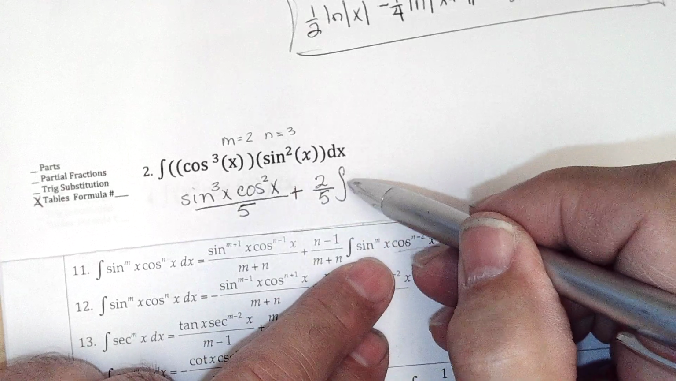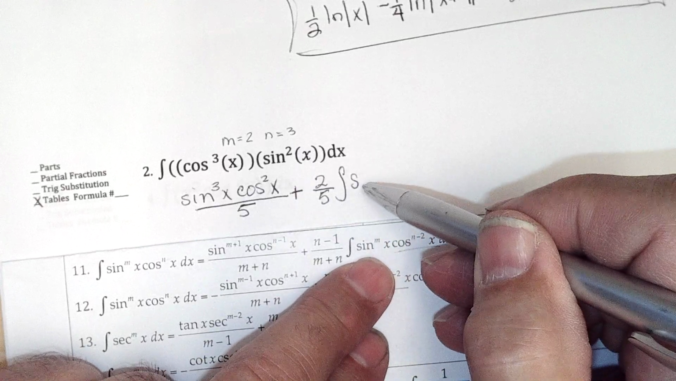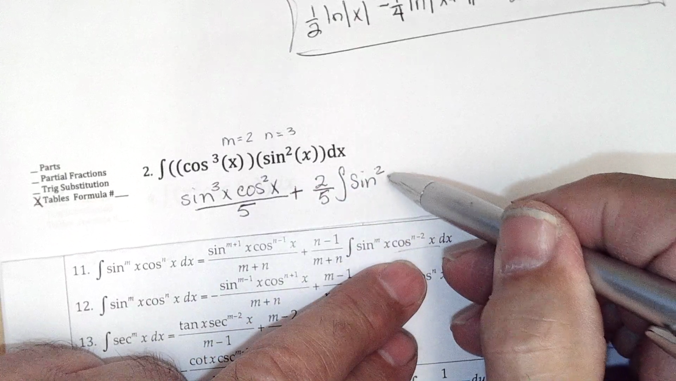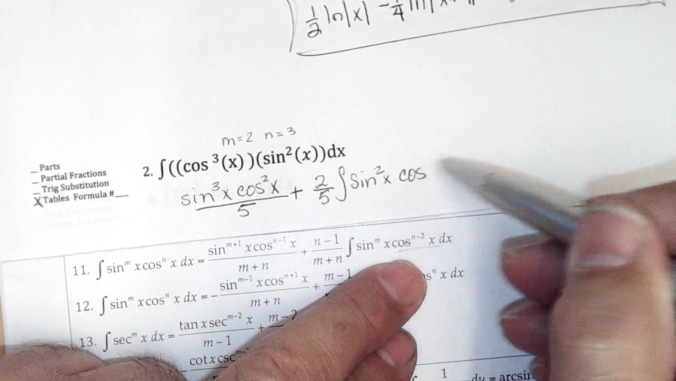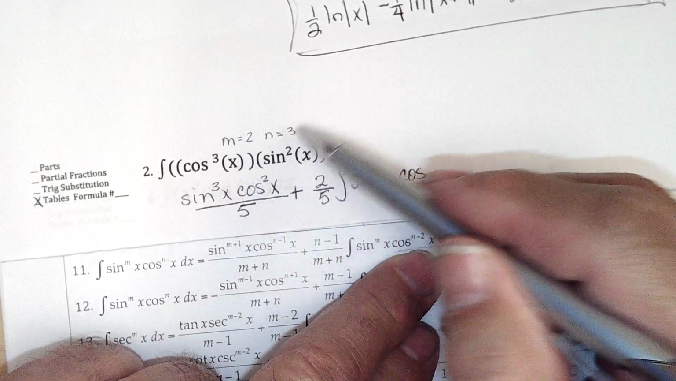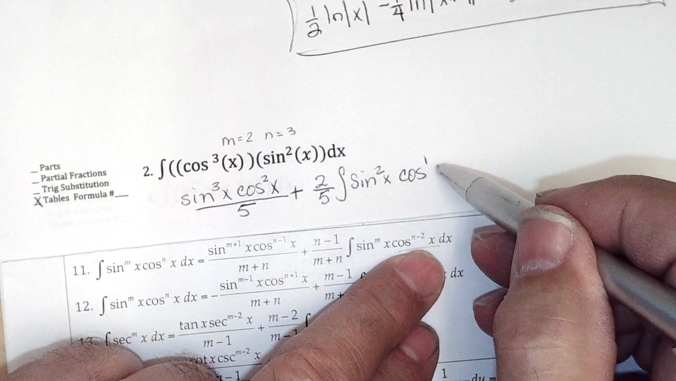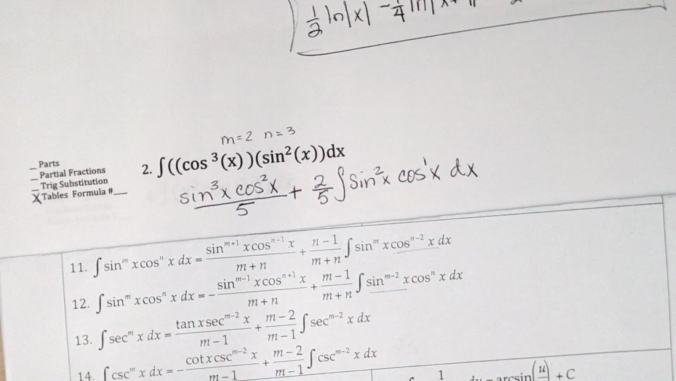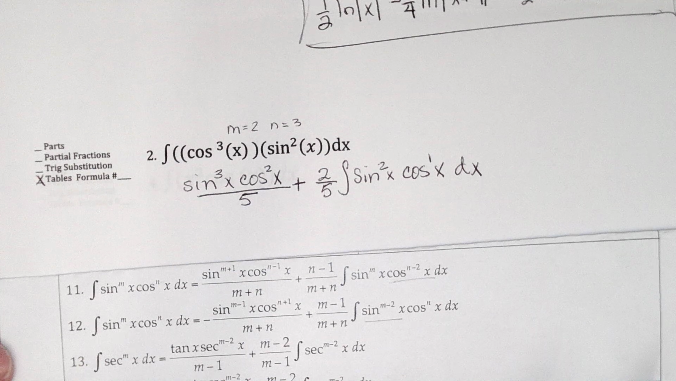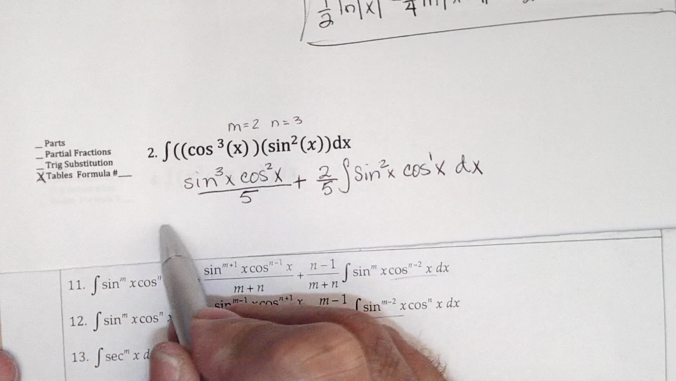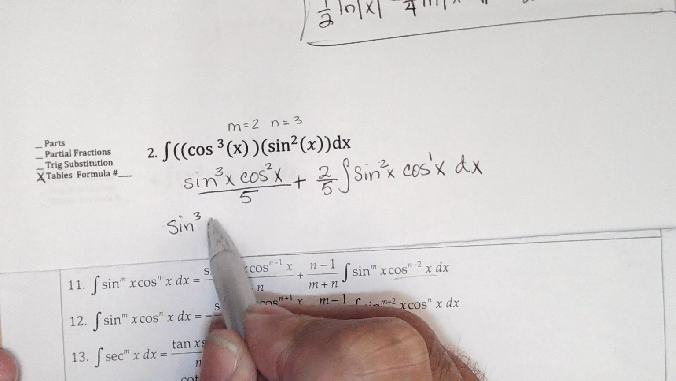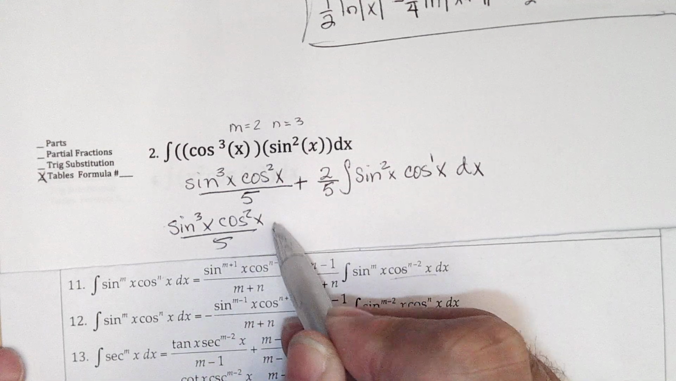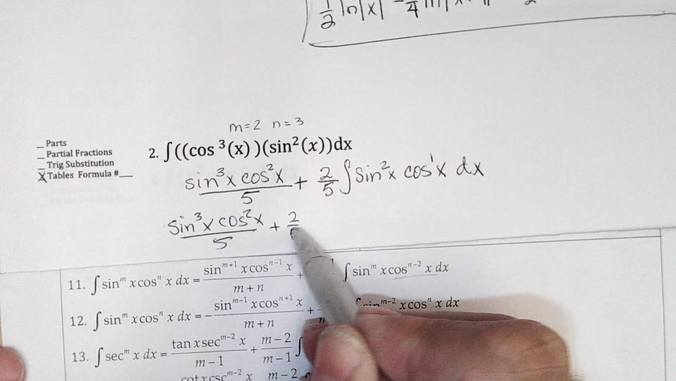integral of sine, still 2, didn't change it, cosine to the n minus 2, which would be 1. Okay. Now, I have this. Plus 2/5.